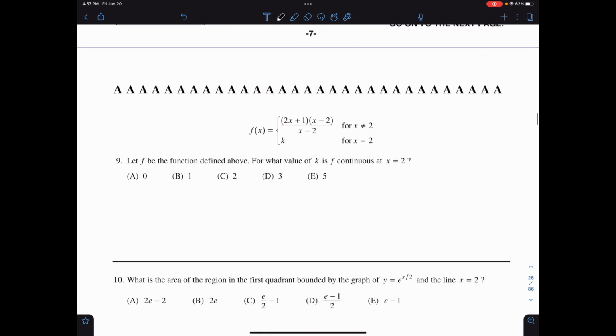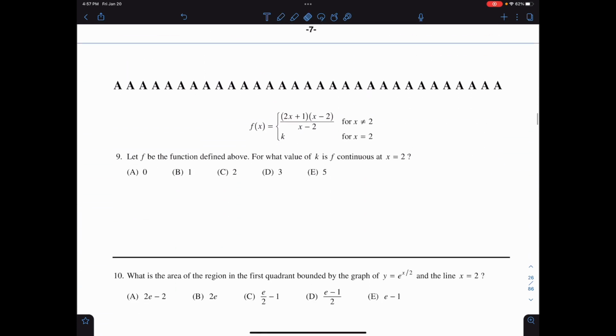Okay. So the next question says, let f be the function defined above. For what value of k is f continuous at x equals 2? So remember, to be continuous, the limit as x approaches a value a from the positive side should equal the limit as x approaches a from the negative side, which should equal the value at that point, f of a.